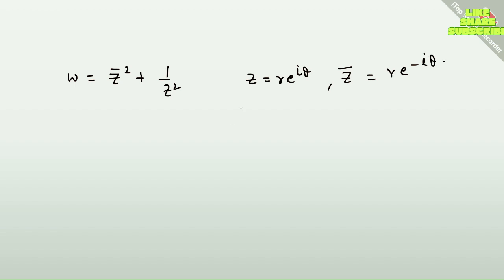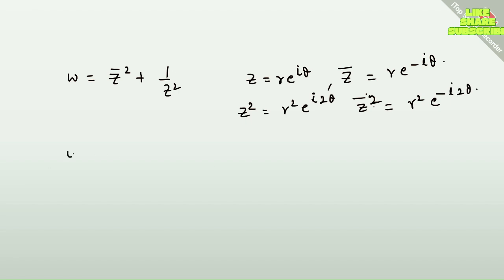So the given complex number is Z bar square plus 1 over Z square. Let's take it as W is equal to Z bar square plus 1 over Z square, and let Z be equal to R times e raised to power iota theta. We have written here Z in exponential form. Therefore the conjugate of Z, Z bar, is equal to R e raised to power negative iota theta, and Z square is equal to R square e raised to power iota 2 theta, and similarly Z bar square is equal to R square times e raised to power minus iota 2 theta.